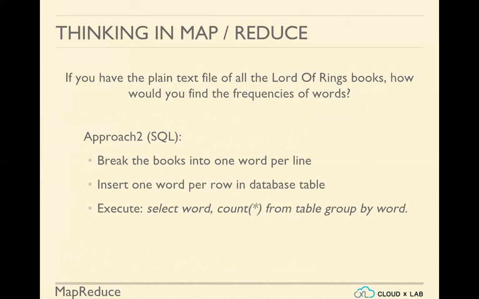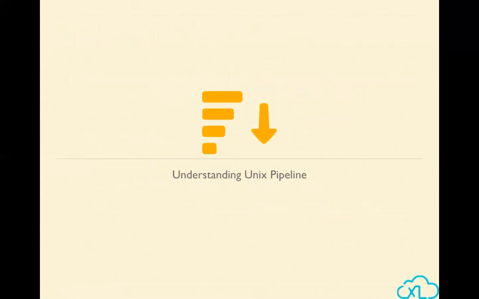The second approach which Isha had suggested was to break the books into one word per line, and then insert one word per row in the database. Some other person has also suggested a similar approach. And then use select word comma count star from table group by word. Is this approach clear to you? This is something which I would do if my boss asked for the same, or I'll use the next approach.